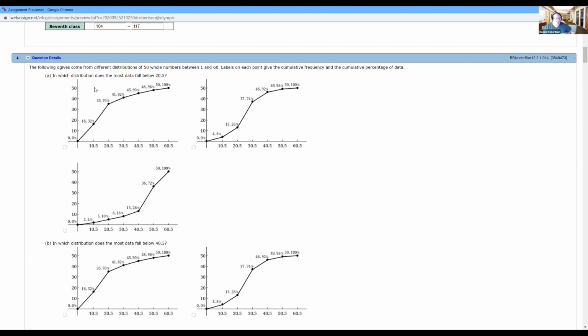So in which distribution does the most data fall below 20.5? Let's see. At 25.5, about 35.7% of the data is there. In this one, it's 13.26, and in this one, it's 5. We're being asked to pick from these three pictures which one has the most data. Between the three of them, which one's got the most? And that makes it that one. We go with that. So you're not creating these ones, you're just doing stuff with them.